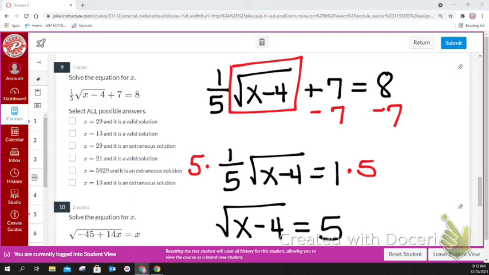How do you get rid of the square root? The opposite would be to square both sides. So you end up with x minus 4 equals 25, and then you can finish it from there.